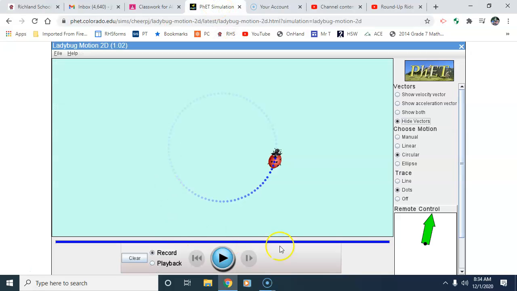And I'm going to use an example of a ladybug walking in a circle to describe what that means. Uniform circular motion is when something travels in a circle at a constant speed. So we can see this ladybug goes around traveling at a pretty steady pace, right? There's a reason, though, we can't say that something travels at uniform circular motion at constant velocity.